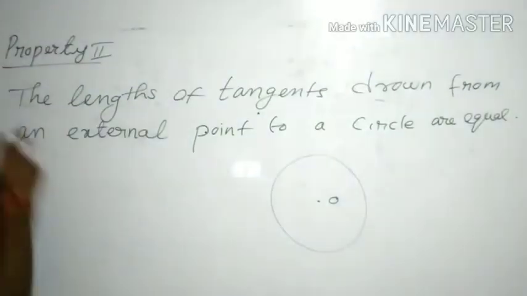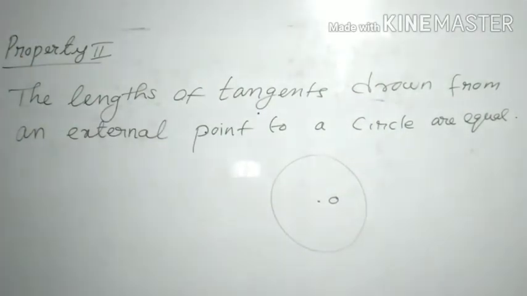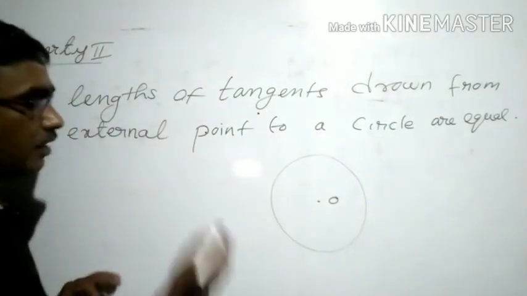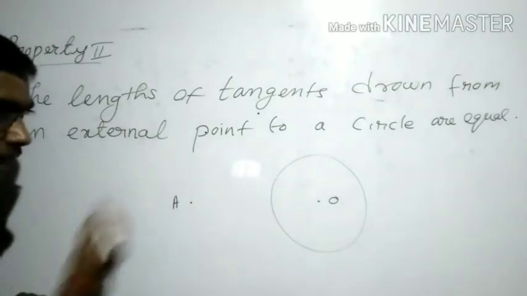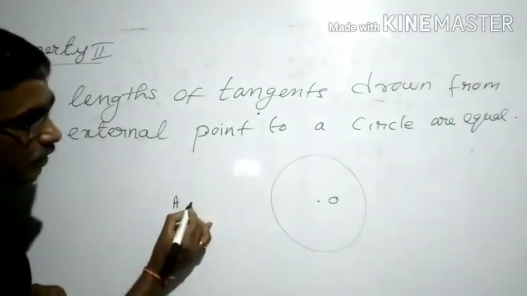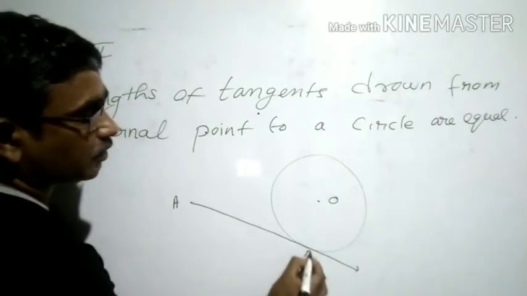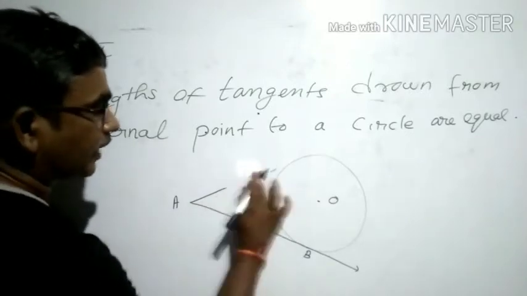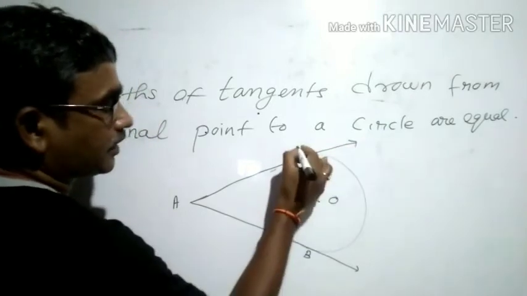Property number 2. The lengths of tangents drawn from an external point to a circle are equal. The point which is inside the circle is called an internal point. The point which is outside the circle is called an external point. I'll take one external point, A. From A, we can draw 2 tangents to the circle. Listen now. From here, we can draw 1 tangent, AB, a tangent to the circle. We can draw another tangent from here, a line cutting the circle at only 1 point. This is another tangent, AC.